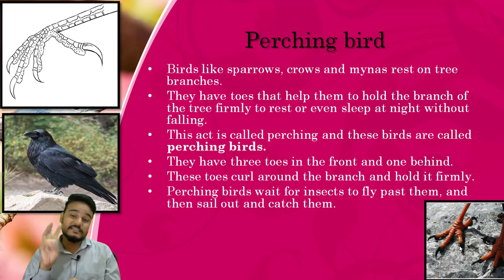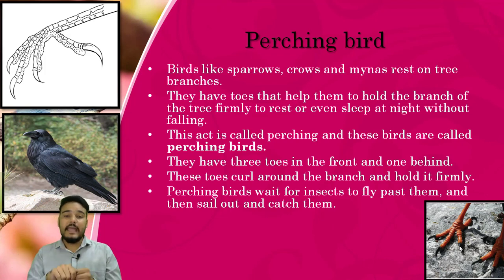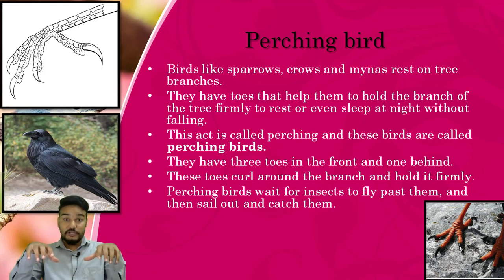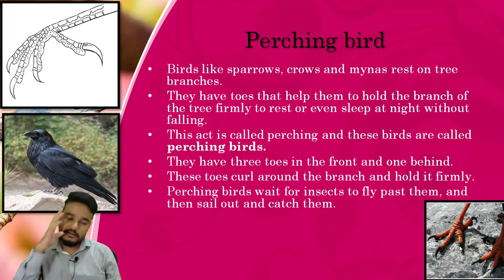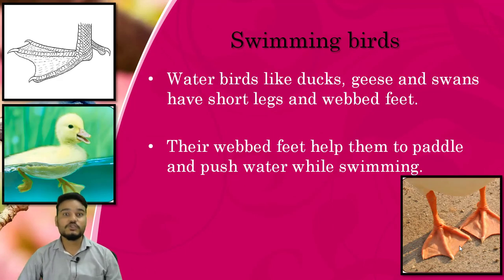They also have the same structure like scratching birds. They have 3 toes at the front, 1 is at the back, and their claws are a little bit long as compared to scratching birds. So perching birds wait for insects at the height and then they fly or sail out and catch them. So this is about perching birds. Understood? Next one is swimming bird.